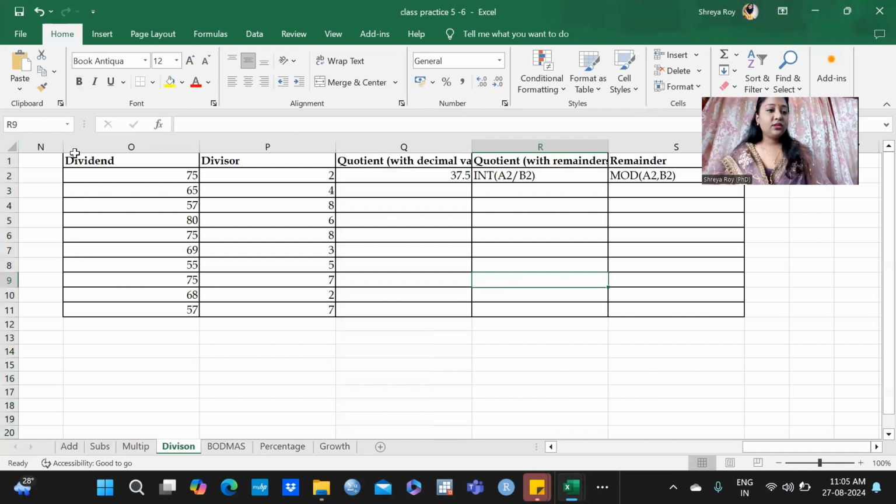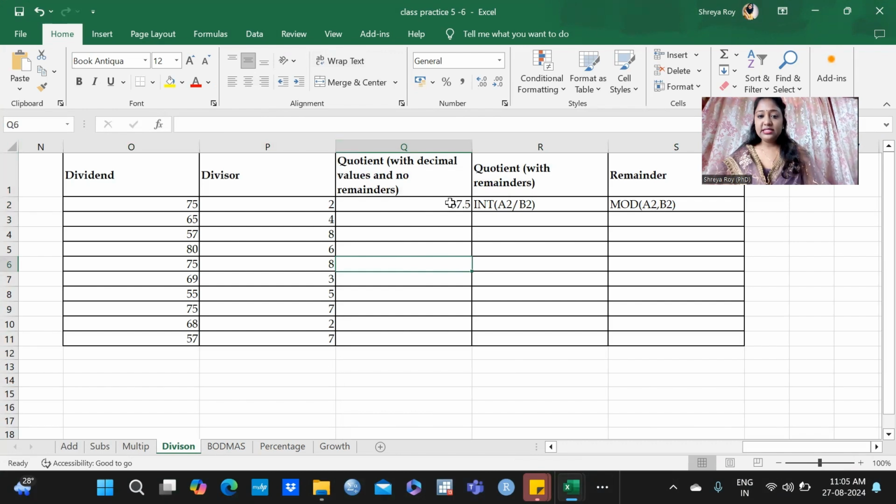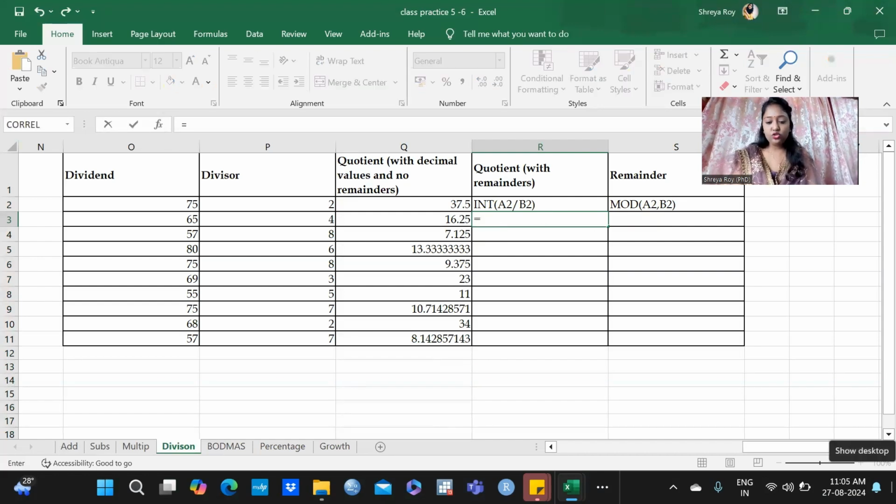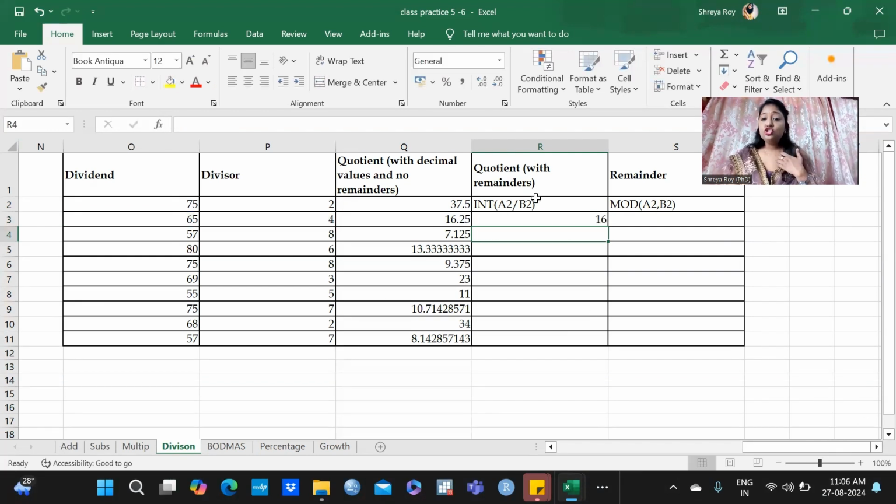Okay, so let's take a look at this question now. We have learned this method in which you divide by and you get a decimal value. So we got the decimal answer over here. Now let's take a look when we want the quotient and the remainder separately and we are not looking for a decimal answer. So what we'll do is equal to, type INT, open bracket, select the first number by, select the divisor, close bracket and enter.